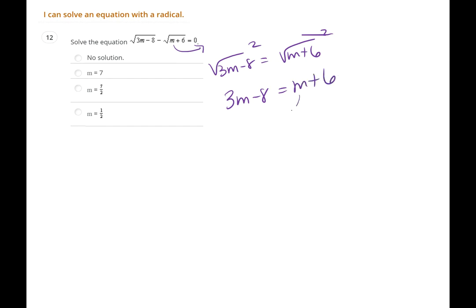And then we're going to move this m to the left by subtracting. So 3m minus m is 2m. I'm going to move the 8 to the right by adding. So 6 plus 8 is 14. And then I'm going to divide by 2. So 14 divided by 2 is 7. And it looks like those would probably be okay in there.